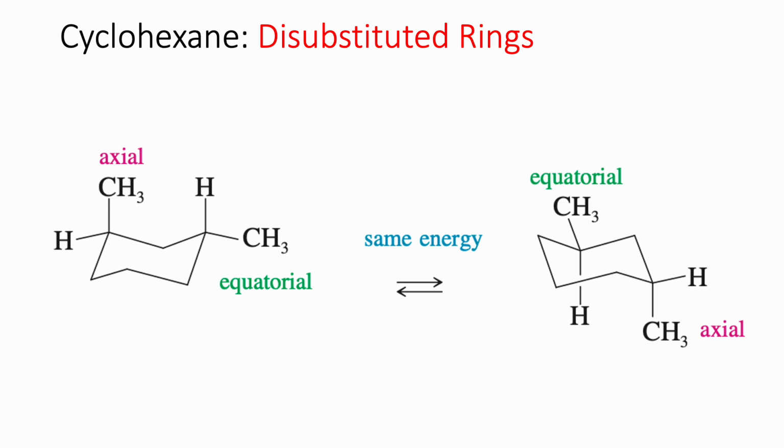Notice, though, that the axial group on the left is up axial, and on the right, it's up equatorial. On the left, it's down equatorial, and on the right, it's down axial. So down stays down. It just changes from equatorial to axial.